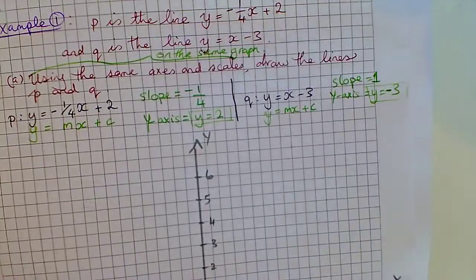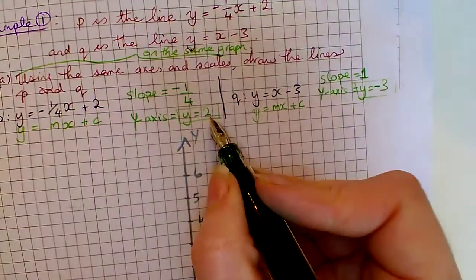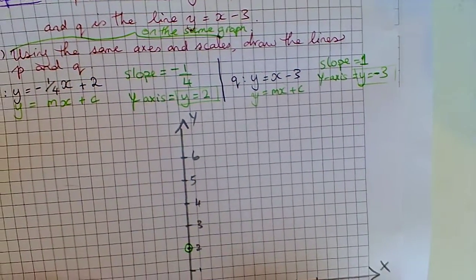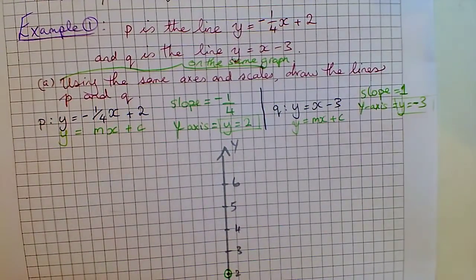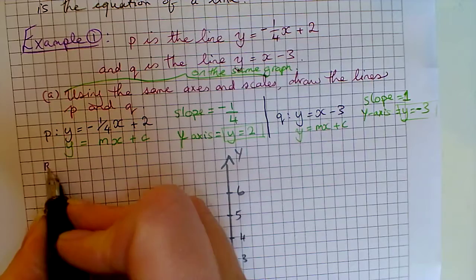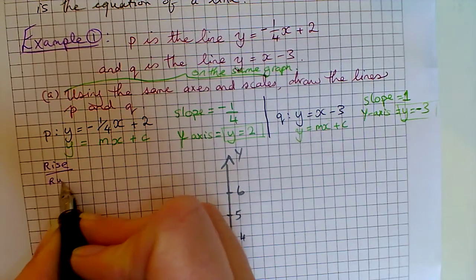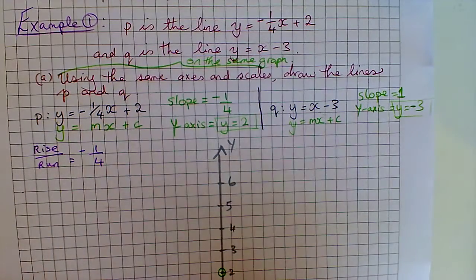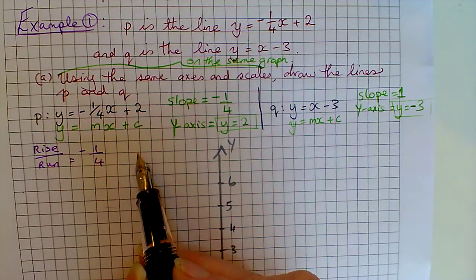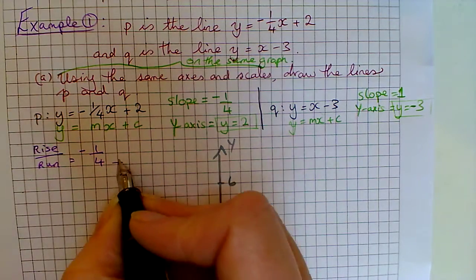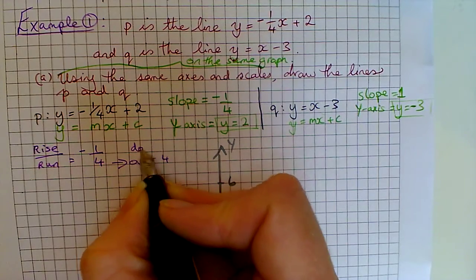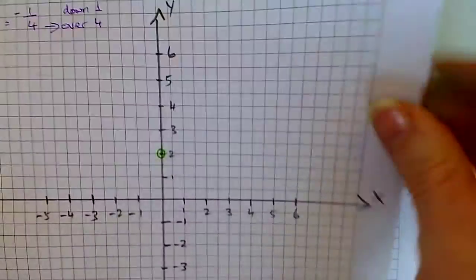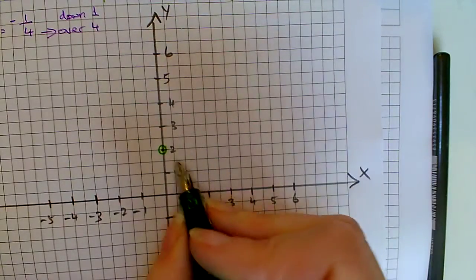Let's look at my first line, the line P. The y-intercept is at 2, so I'll put in that point. Then I'm going to use the slope, rise over run, which is 1/4. The minus just means that it's going downhill. That means that every time I go over 4 boxes, I go down 1. So over 4 and down 1, and that's how I'll find my next point.